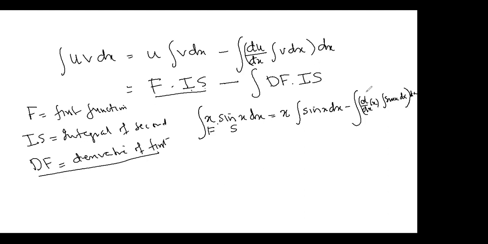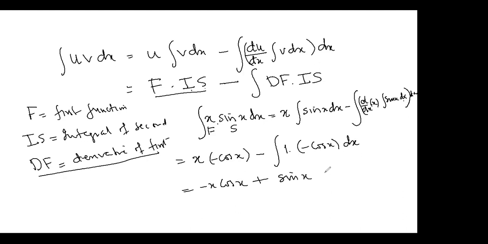Why this dx? This integral sign has one dx, and this integral sign has another dx. So your answer became x into the integral of sin x, which is minus cos x, minus integral of the derivative of x, which is 1, times the integral of sin x, minus cos x. So this became minus x cos x plus the integral of cos x, which is sin x, plus the integral constant. The integral constant is written only after everything is completed. Don't write the integral constant in between, or your answer will go wrong.